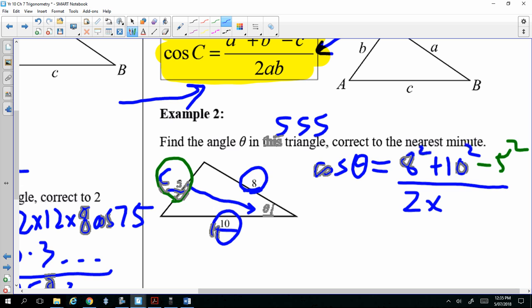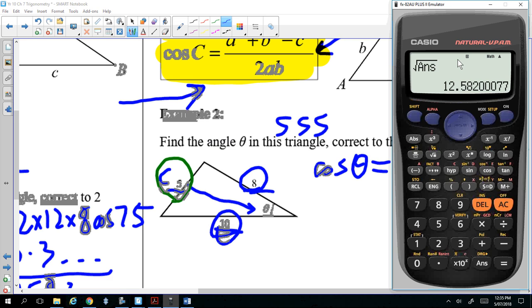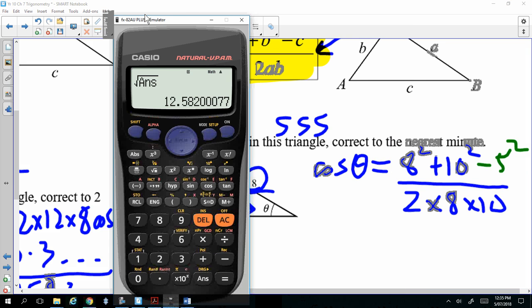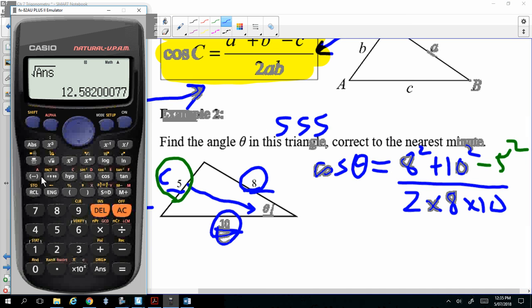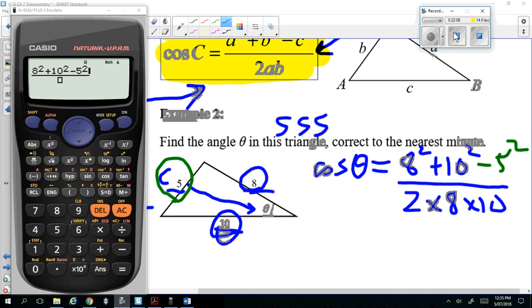Okay, so let's work this out on your calculator. Let's see what you get. So we're going to do fraction 8 squared plus 10 squared minus 5 squared. Okay, let's work this out on a calculator. So you go 2 times 8 times 10. Okay, this gives you 139 over 160.